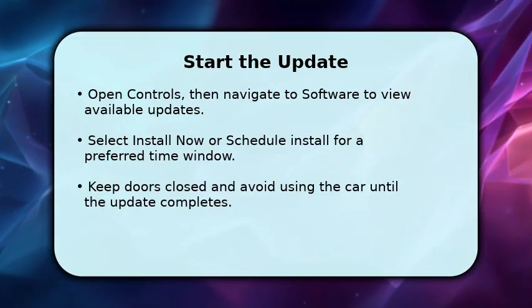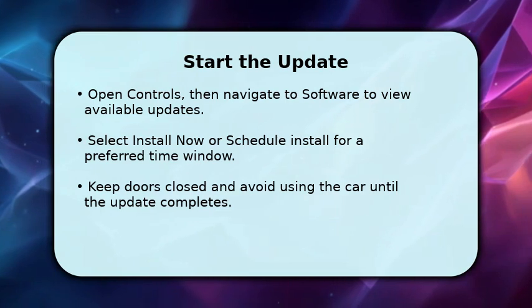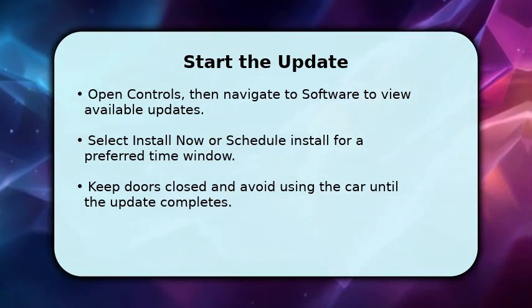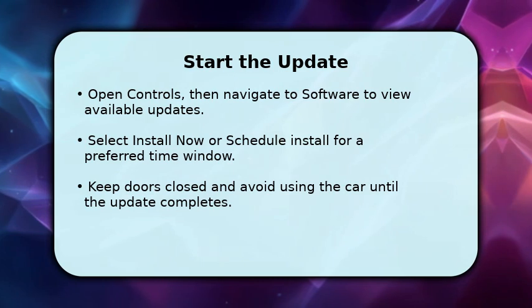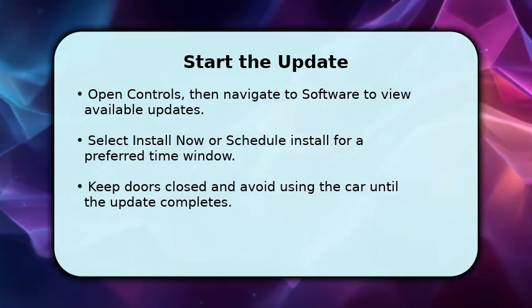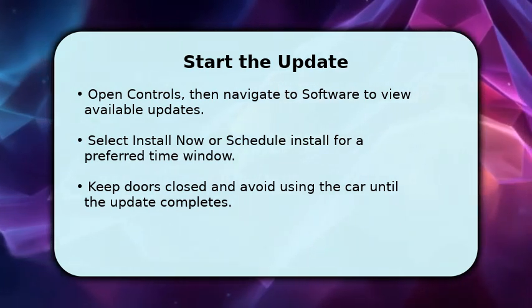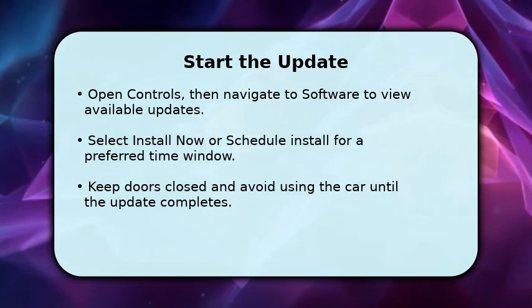Begin by opening Controls and going to the Software section to see available updates. Choose Install Now to update immediately or Schedule to pick a convenient installation window. Confirm that no driving is planned during the update and that all occupants are aware.